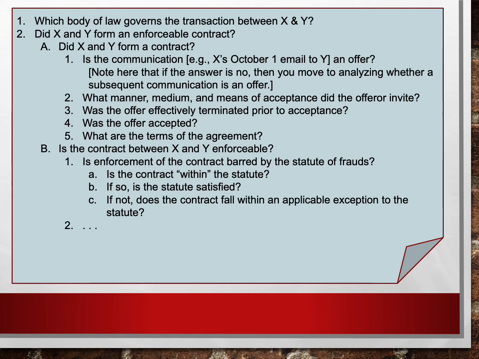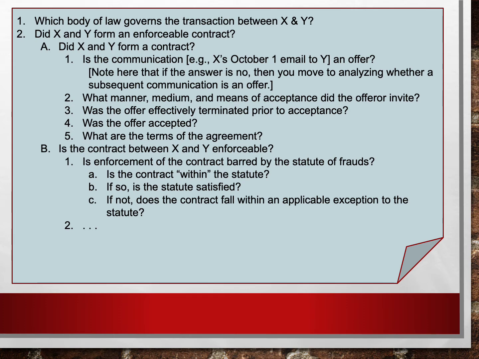Now, once we've concluded that X and Y have formed a contract, we've gone a long distance, but we don't yet know whether that contract is enforceable. And that is because the enforcement of contract could be barred by the statute of frauds. And so, in the next step here, we say, is the contract between X and Y enforceable? And we ask, is enforcement of the contract barred by the statute of frauds?